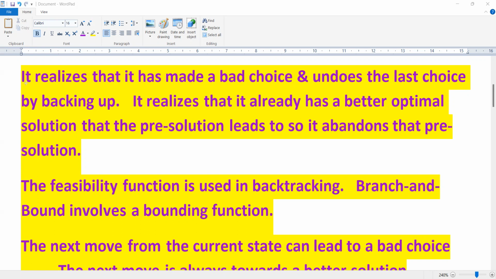Third point: in backtracking, it realizes that it has made a bad choice and undoes the last choice by backing up. In branch and bound, it realizes that it already has a better optimal solution than the pre-solution leads to, so it abandons that pre-solution.